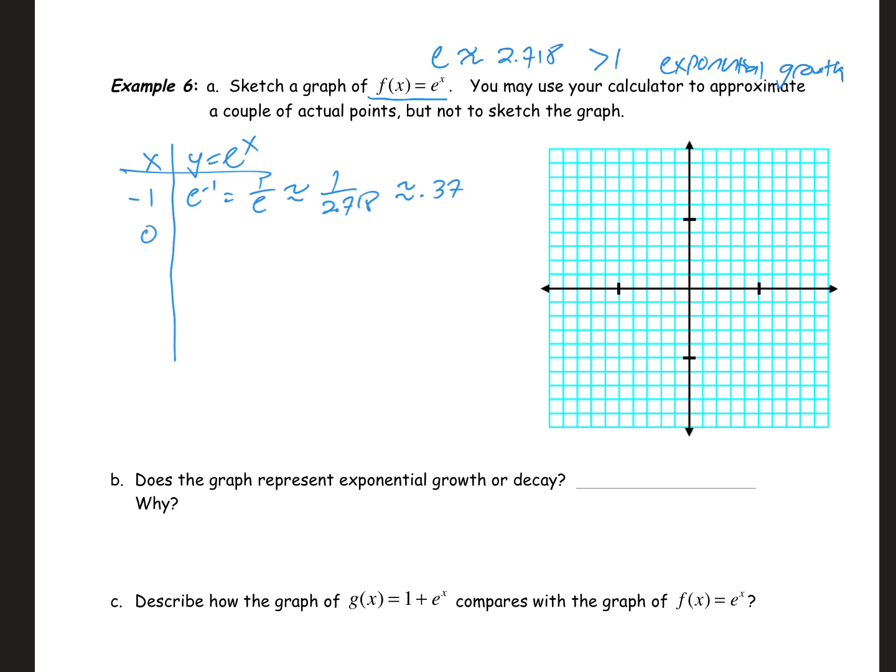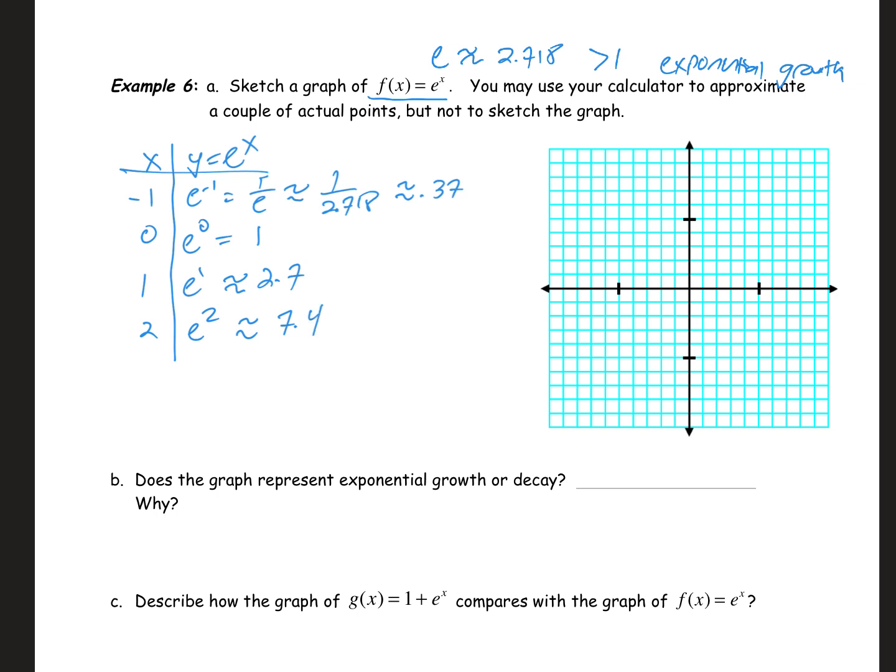When x is 0, the y value is e to the 0th. Anything to the 0th power except for 0 is 1. 0 to the 0th is undefined. So e to the 0th is 1. When x is 1, we get e to the first, which is about 2.7. And when x is 2, we get e squared, which is about 7.4.